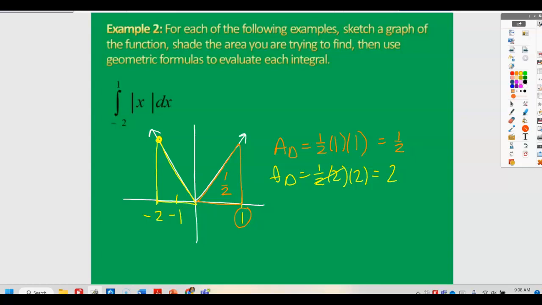So the integral comes from the area from -2 to 0 of the absolute value of x dx, and adding to it the integral from 0 to 1 of absolute value of x dx. And that break comes from where you created both your shapes, because that means the curve itself changed. So the total area, or the value of that integral, is 2.5.